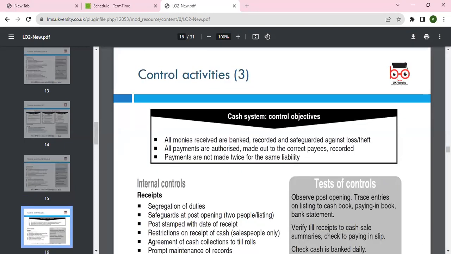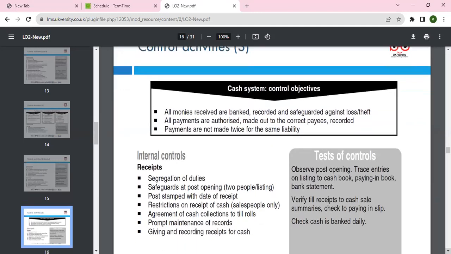So internal control, you will see wherever, like if we have a cash system control, all money received is banked, not put in the locker. We have to make sure those are safe and secure. Yes, all payments are authorized and made. The payments are not made twice.